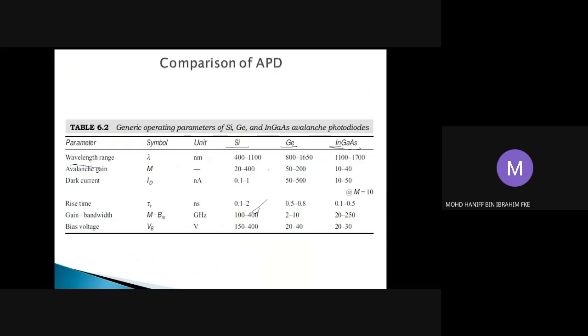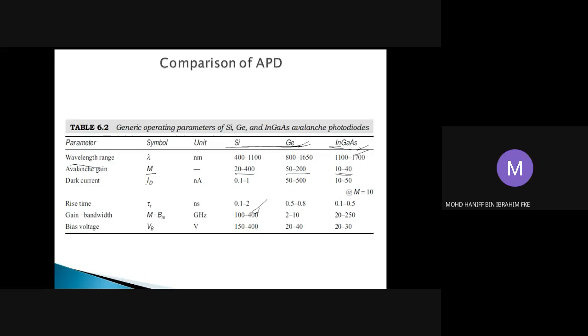Yeah, because you have to be based on a specific data sheet of the receivers. So you have to find out the data sheet for the receivers that can be used in solving your assignment questions. Okay, so for instance here for the wavelength range, if you want to use 1550 nanometer, you have two options: either use germanium or indium gallium arsenide photodiode. Yeah, the avalanche gain, the M, we have a very high value for the silicon and germanium as compared to indium gallium arsenide, which is very small.